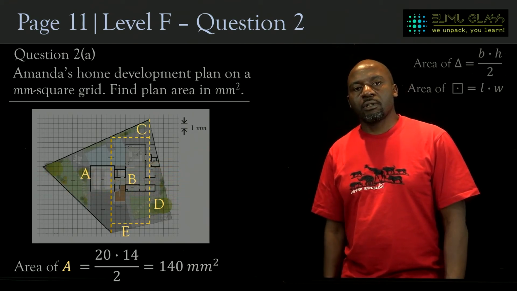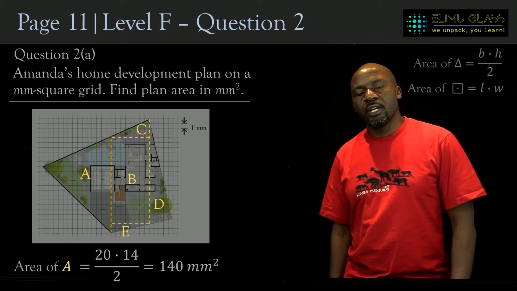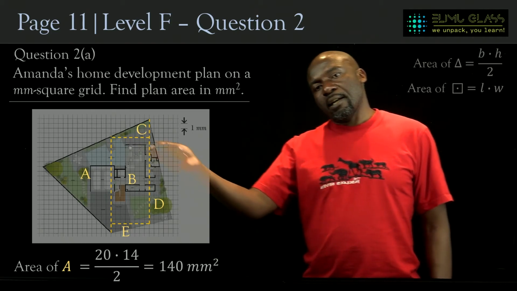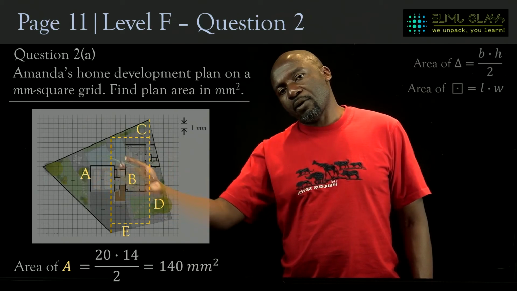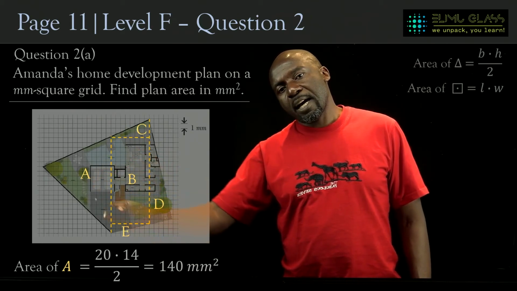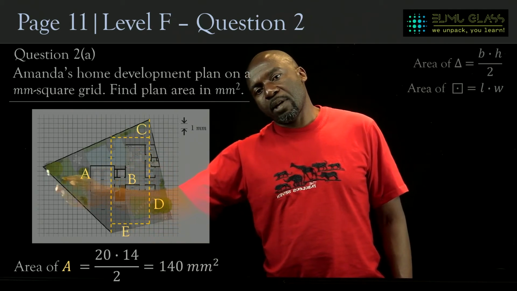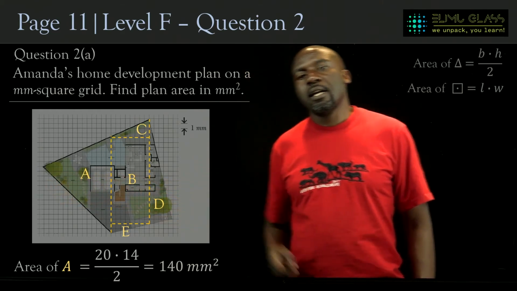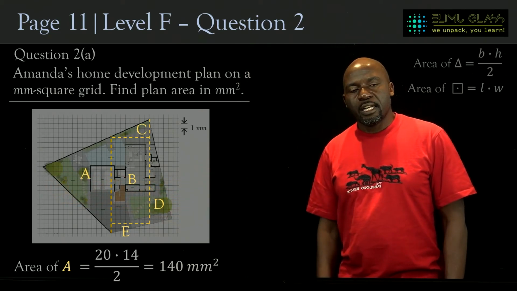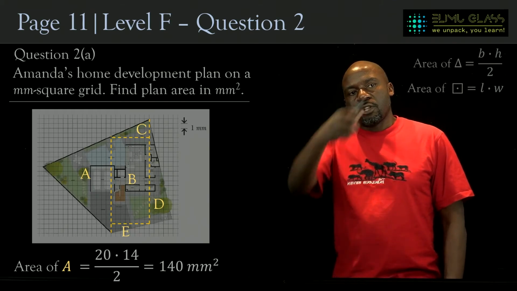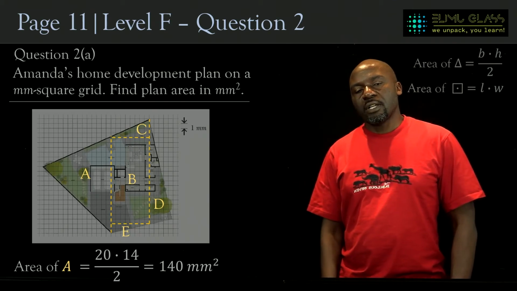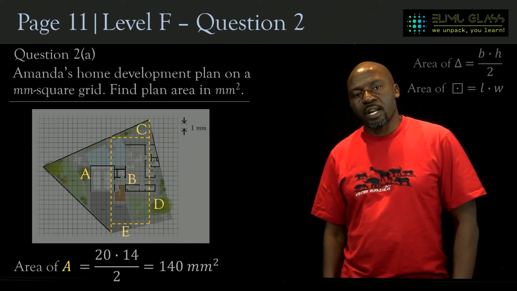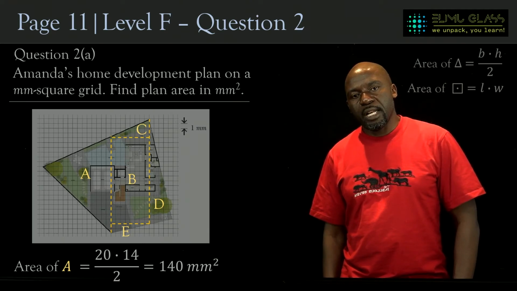Please check it out. Try counting them yourself. You should find the base of this triangle here to be 20 millimeters, and the vertical height from there all the way up to there should be 14 millimeters. So if we substitute that into the formula, I found the area to be 140 square millimeters.